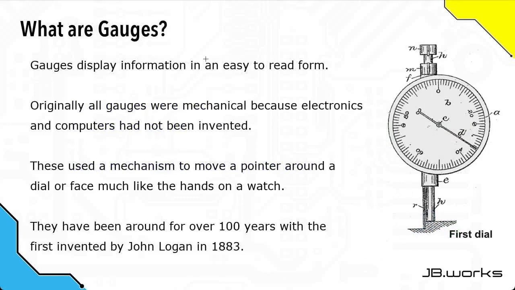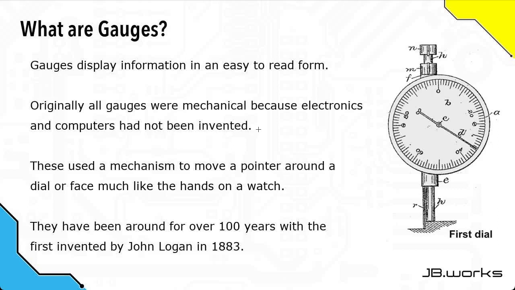Gauges display information in an easy-to-read form. Originally gauges were all mechanical because electronics and computers hadn't been invented. Basically, a gauge is usually round, with a scale around the outside and a pointer that indicates or points to a given value. They used a mechanism to move a pointer around a dial or face, much like the hands of a watch. Gauges and dials have been around for hundreds of years, well, at least 100 years.